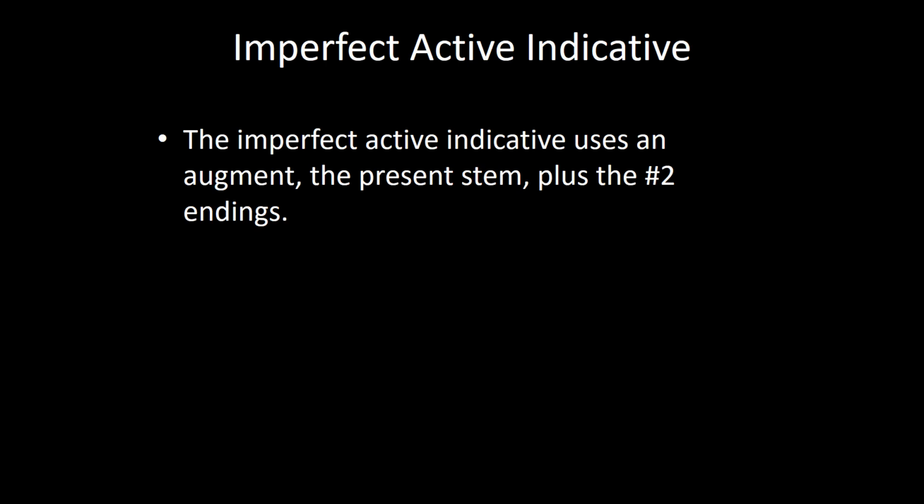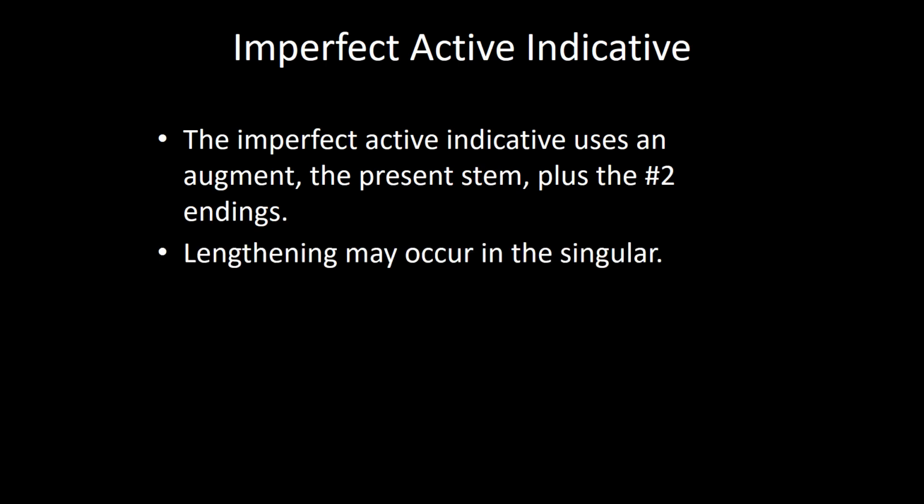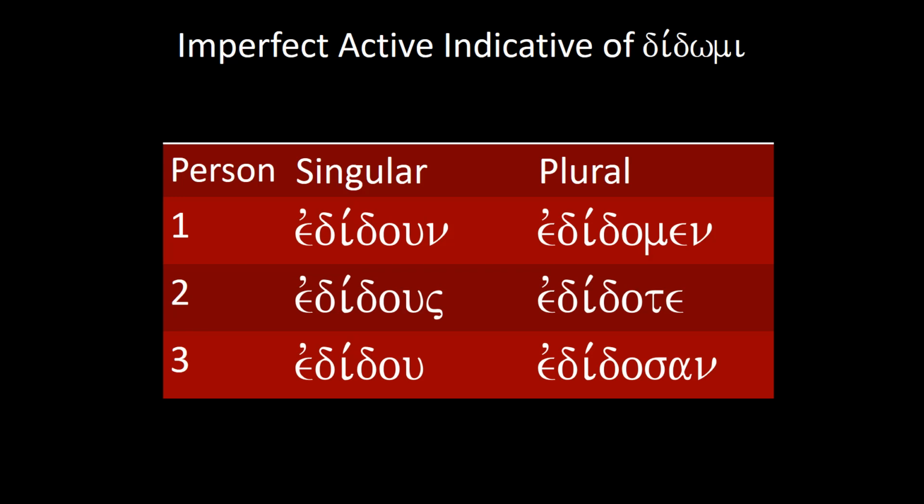Let's look at the imperfect tense. The imperfect tense uses that same present stem, and then it's going to do things that imperfect tense verbs do. It's going to have an augment, then that present stem, and then it's going to do the number 2 endings. You may see some lengthening in the singular. I wouldn't worry about trying to predict it. So here's the imperfect active indicative of didomi. We have an augment on the front, then we have that present stem, and then we have n, s, blank, men, te, n or san. Here it's san. Edidoun, edidous, edidou, edidomen, edidote, edidosan.